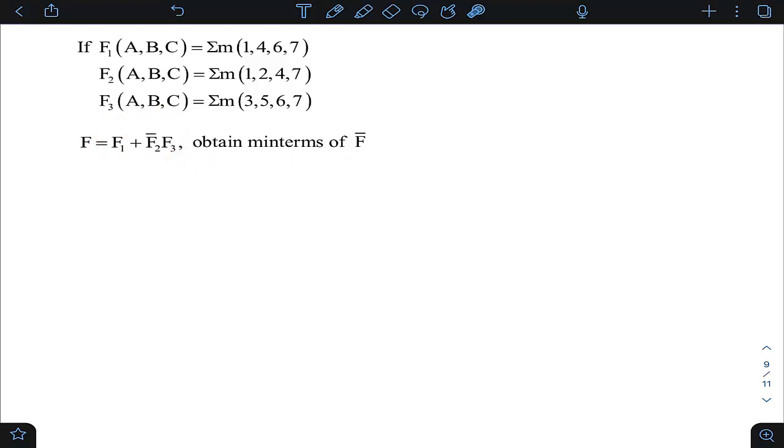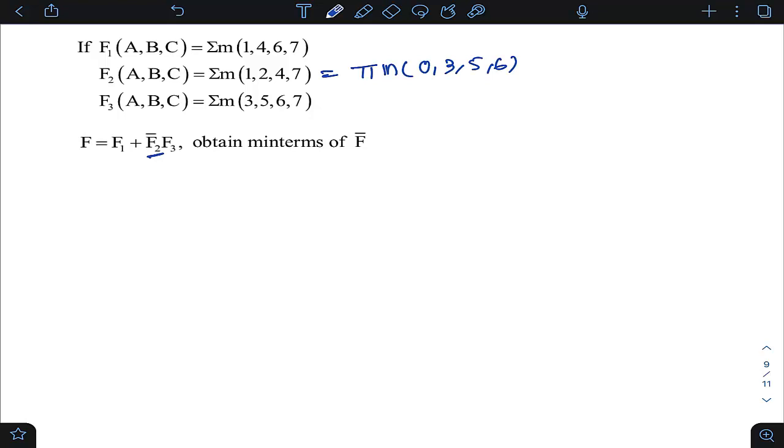So what are the min terms of f bar we are supposed to find? First we'll find the min terms of f. Once I have the min terms of f, how to get the f bar min terms, we know that logic. Here, f1 has 1, 4, 6, 7. Because f2 bar is used, if I ask you what are the f2 max terms, they are nothing but the missing numbers. So what are the missing terms? You have 0 missing, 3 missing, 5 missing, 6 missing. So f2 has max terms 0, 3, 5, 6.